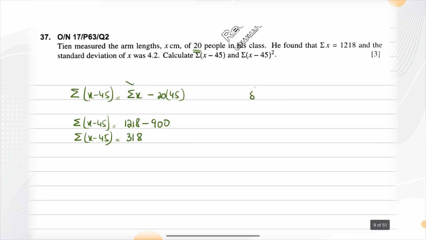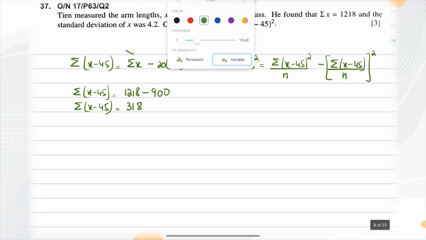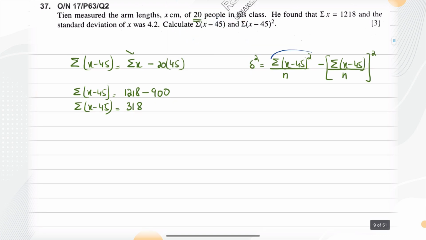Now, first of all, let's write down the formula for variance. So variance, as we know, in this situation would be summation x minus 45 whole squared divided by the number of terms, minus the new mean. That means the sum of all the values after 45 was deducted. So summation x minus 45 divided by the number of terms, and obviously don't forget to square it.